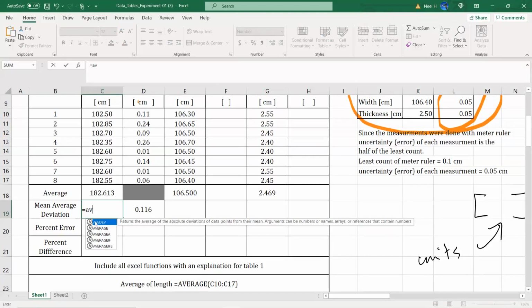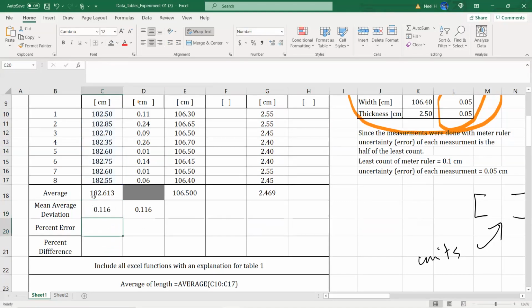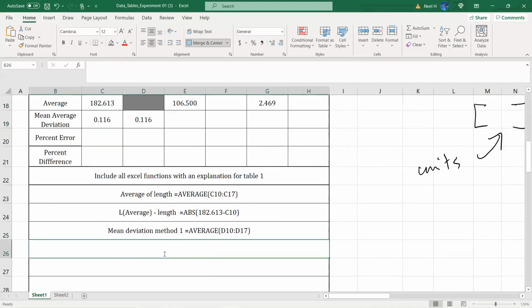So we'll use that average deviation, highlight the data set, only the data set, without the average I calculated, and hit enter. That will do the calculation for us. These two numbers are exactly the same. So it doesn't matter which method we use, whether the detailed way or the simpler way, we will get the right answer. That's the advantage with Excel. So we can say this is mean deviation, method 2. Okay, guys, question.